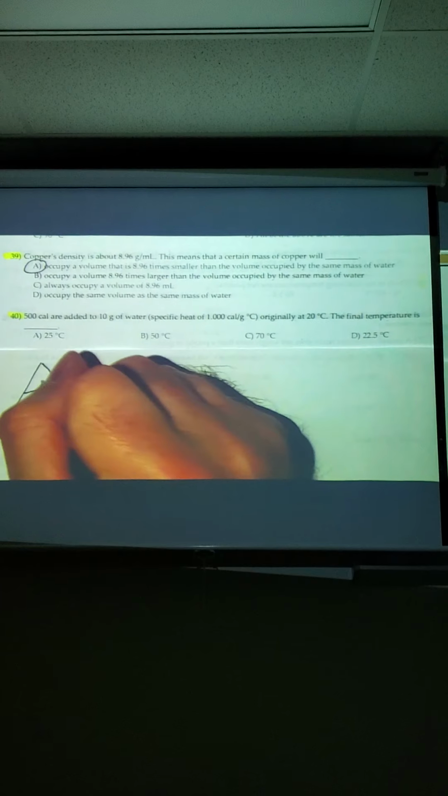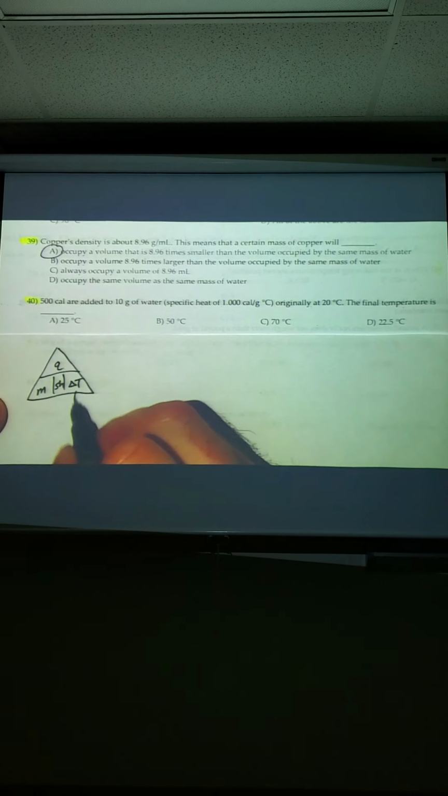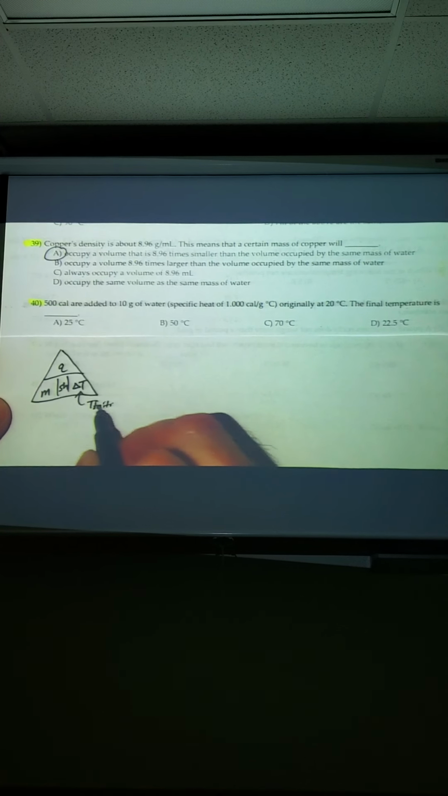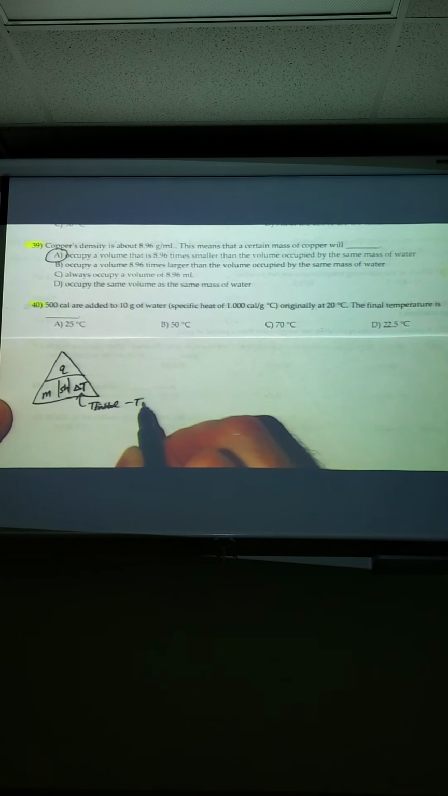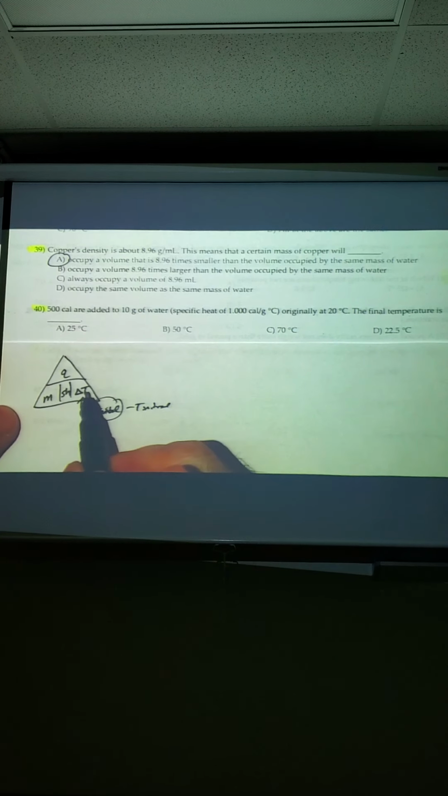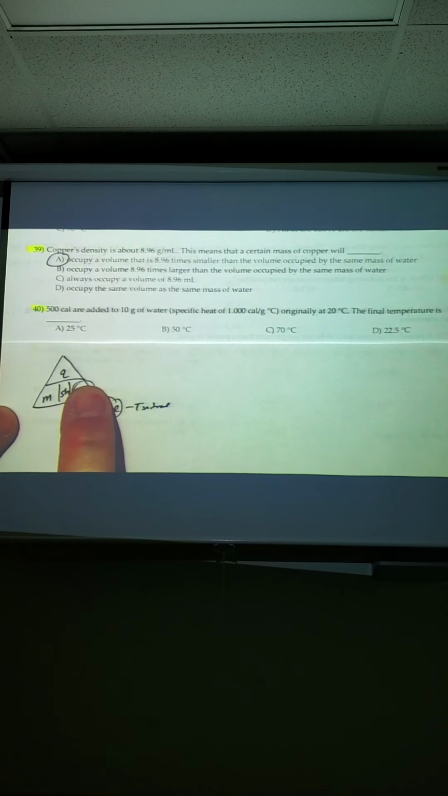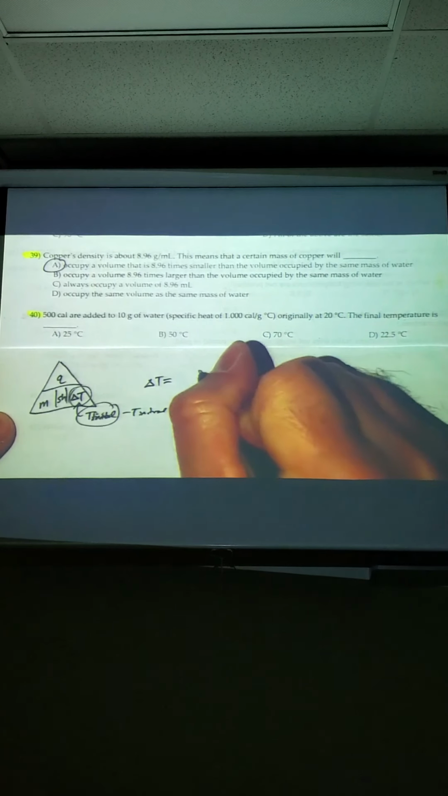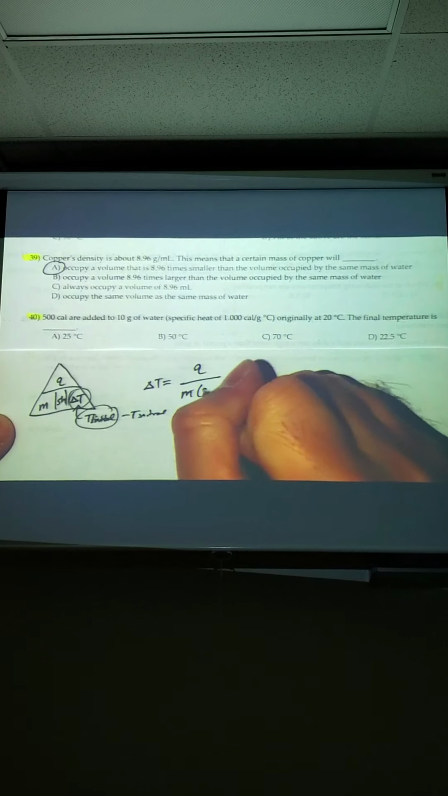So this is Q, which is heat in calories, times mass, times specific heat, times the change in temperature. The problem is, we want temperature final, and delta T is temperature final minus temperature initial. So it's two steps. We're going to find delta T first, so cover it up. We get heat divided by mass times specific heat. If we're looking for a change in temperature, we want Q on top, mass and specific heat on the bottom.